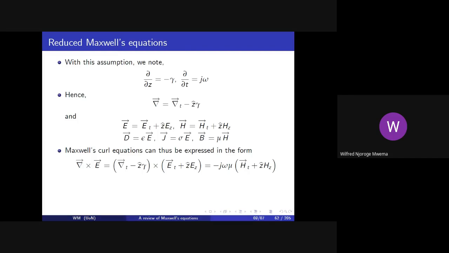Here, I'm assuming that we are conversant with how to deal with vectors. Just treat them as vectors. We know the del operator is not really a true vector, but just open up the brackets according to the vector calculus rules.